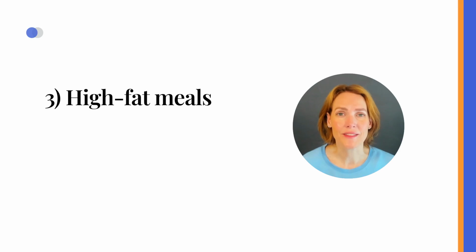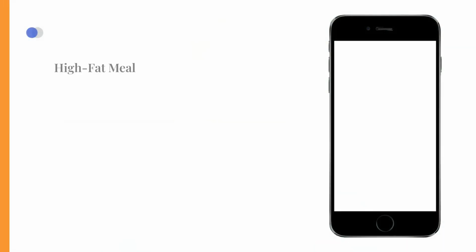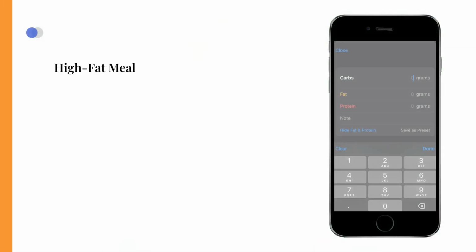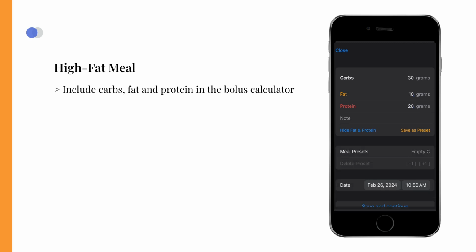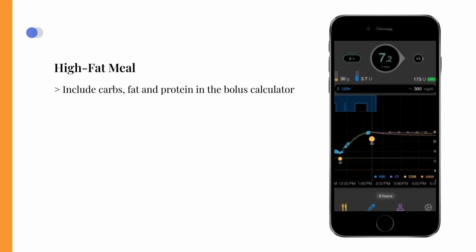3. High-fat meals. When consuming a high-fat meal while using iAPS, there are several recommended approaches you can consider. 1. In iAPS, you have the flexibility to include carbs, fat, and proteins into the bolus calculator. Via the settings, you can see and adjust how these fats and proteins are taken into account in the calculation of the insulin delivery.